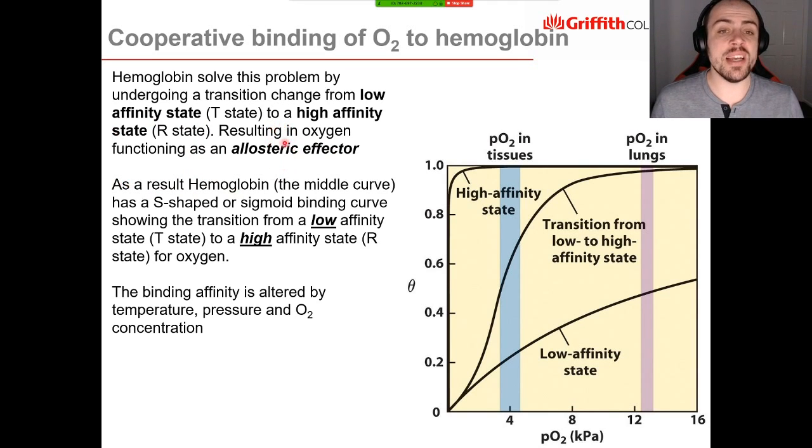So oxygen is an allosteric effector because as oxygen binds to hemoglobin, it causes it to go from this T state, this low binding affinity, and shift and change to its R state, or its high binding affinity.